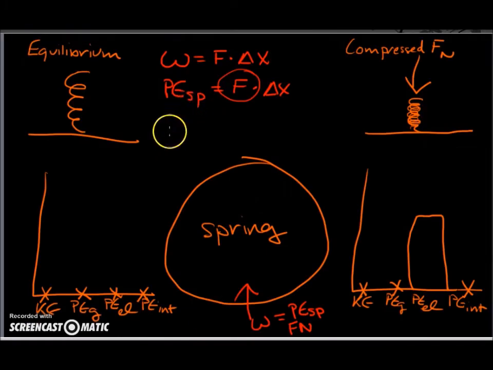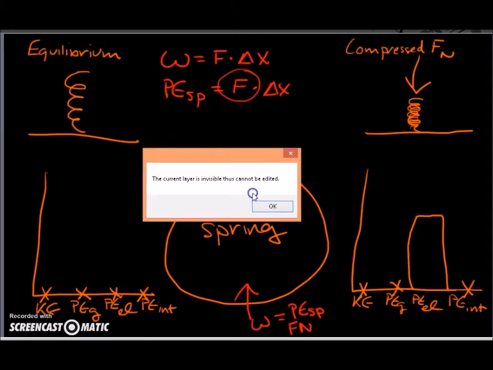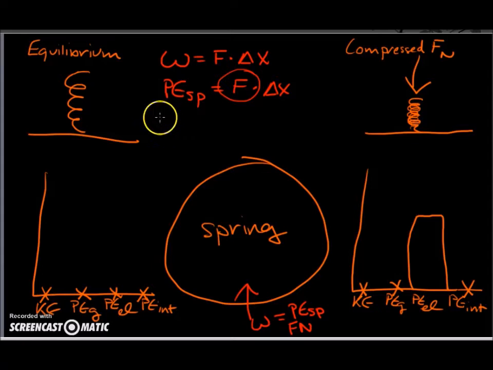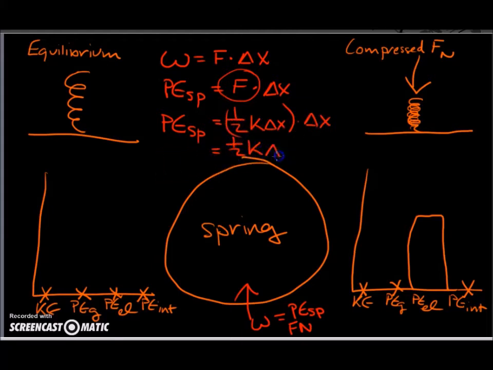Now we can plug this average force back into our equation for spring potential energy. So our spring potential energy is equal to 1/2 k delta x times delta x, or 1/2 k delta x squared.